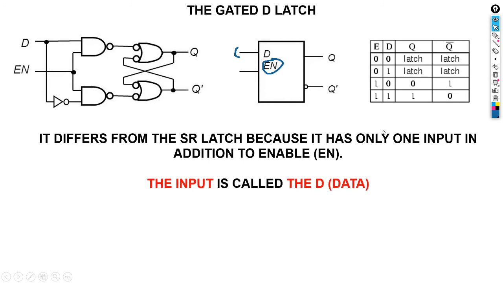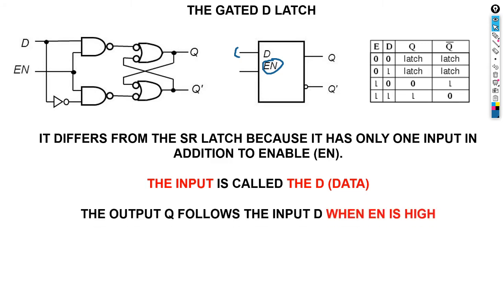and therefore the input is called the D as data, and then the output Q follows the input D when our enable is high, when our switch is closed. Okay, so let's come and look here. When our switch is 0, what happens? We can see that it latches, it means it's 0. We don't have any input because the switch is open there.